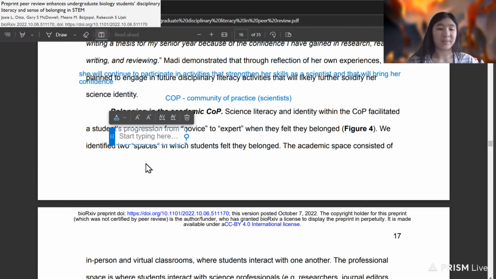So basically, they felt like they could stand alongside experts. That's part of they felt like they belonged.